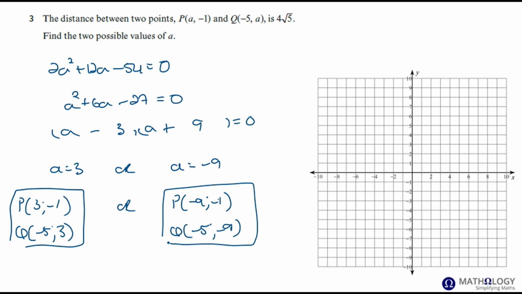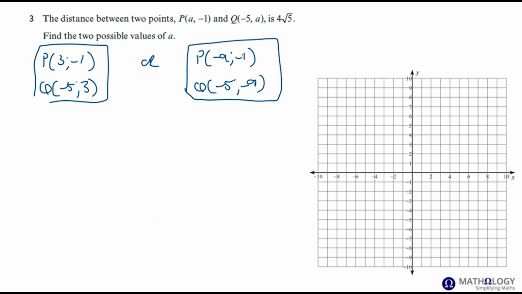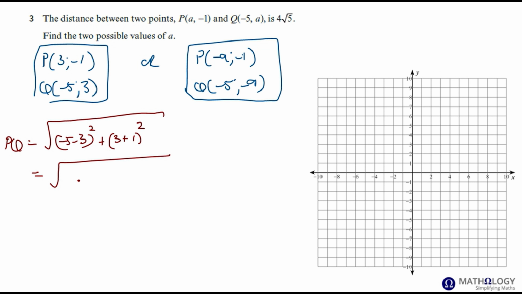So if P and Q are these coordinates, then the length of the line segment PQ in each case will be 4 root 5, and it's a good idea to always check your work. So in the first case, PQ is the square root of (minus 5 minus 3) all squared plus (3 minus minus 1), 3 plus 1 all squared. That's the square root of minus 8 all squared is 64, 4 all squared is 16. So PQ equals the square root of 80, which in simplest form is 4 root 5, so that checks out.